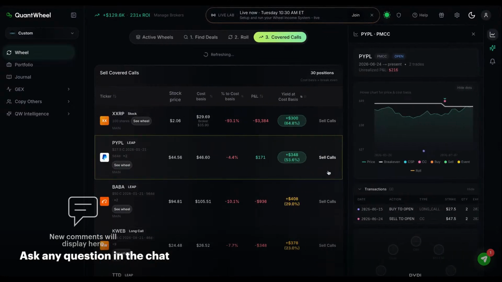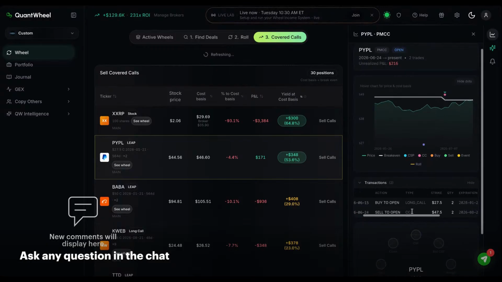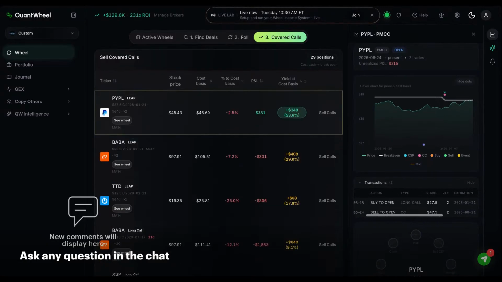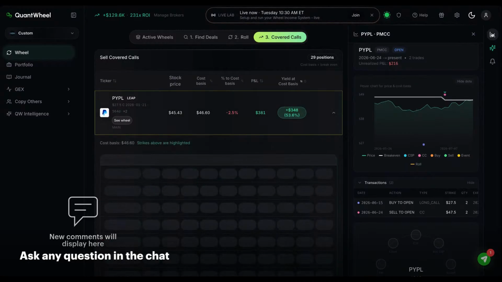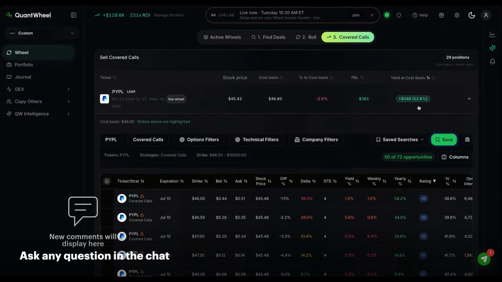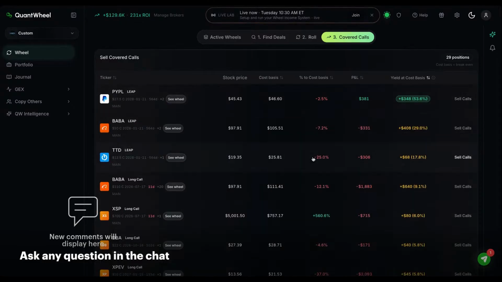So I can see my wheel and remind myself, how did I enter this trade? It seemed like I did have a covered call that expired or was closed, and then I can just find more calls to sell here for what seems to be $348 per contract. So I think this is going to be a potentially good thing for me to do later. This is also 29% yearly yield at my cost basis.